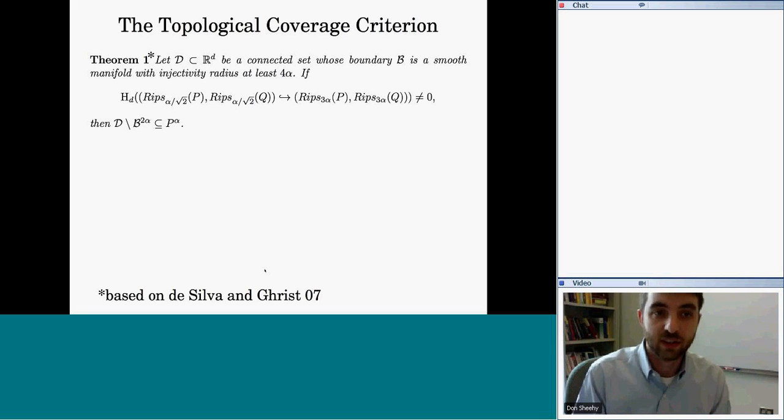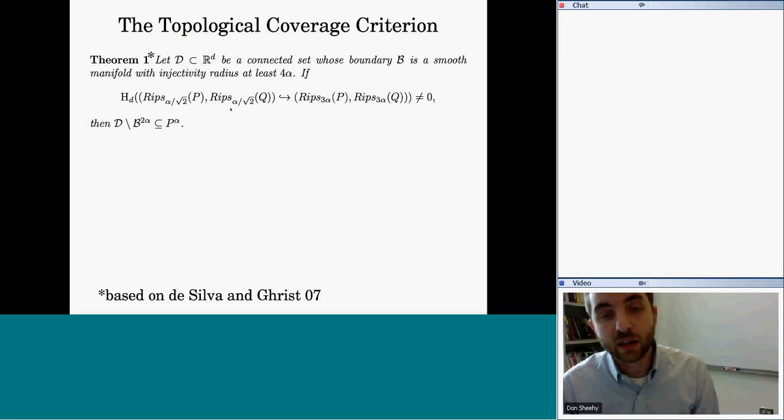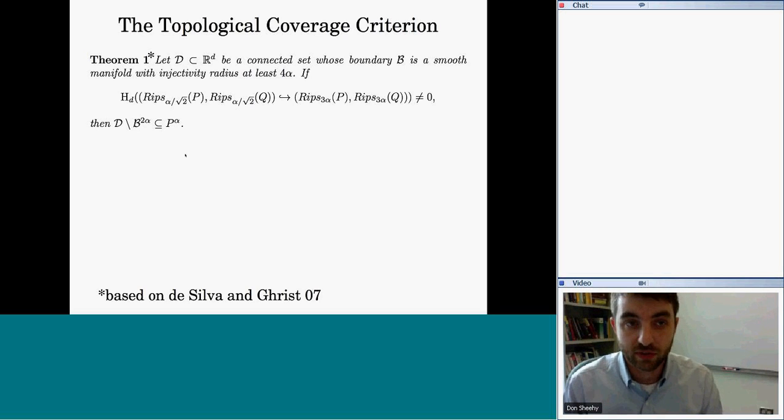The relative Rips complexes. So I've got a complex for the point set P, which is our full point set, at the scale alpha over square root of 2, and I take it relative to the Rips complex at just the boundary points, or the fence nodes. And I look at what persists as I increase that radius up to 3 alpha. If anything persists, in fact, you are guaranteed to have coverage.